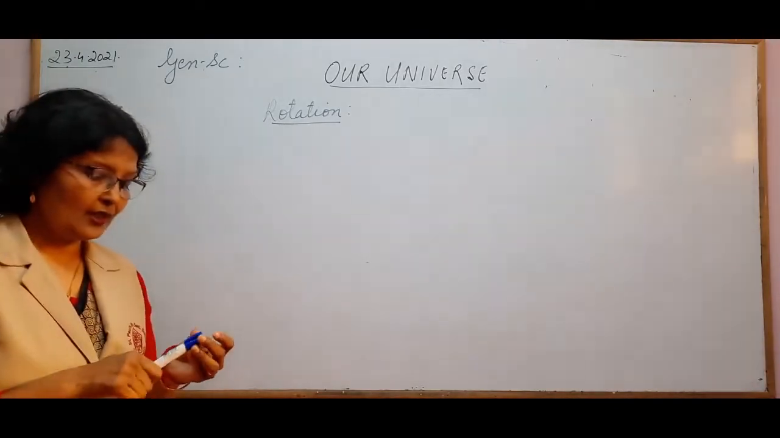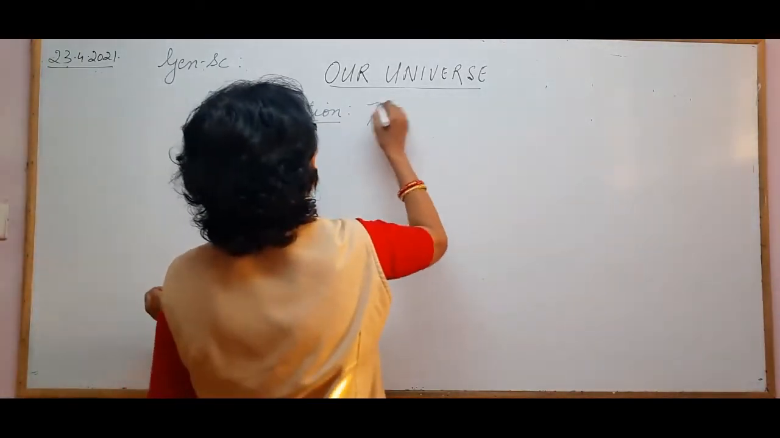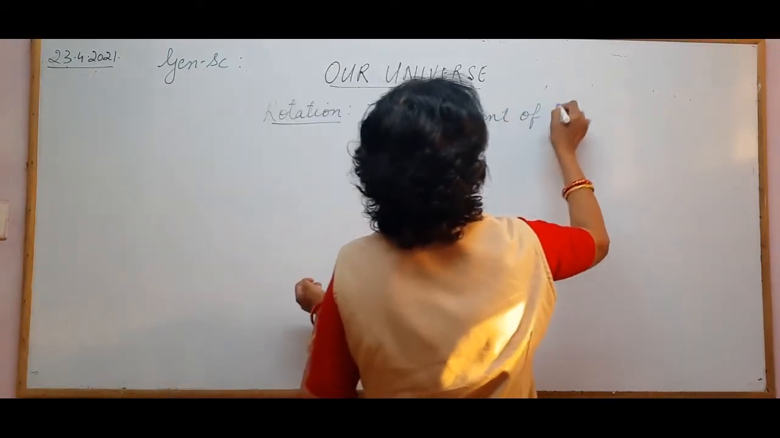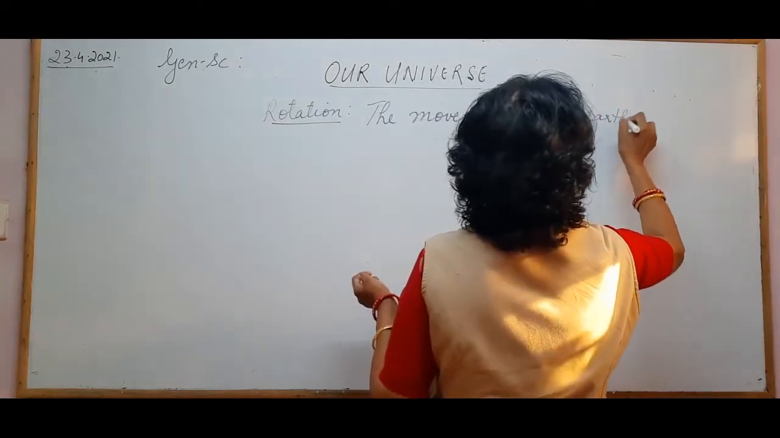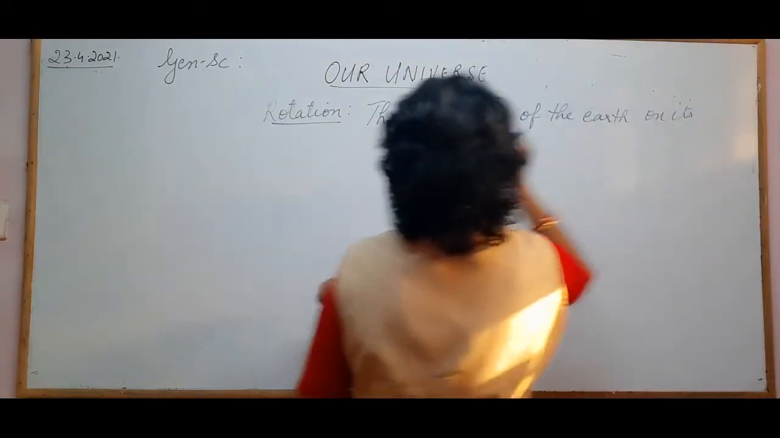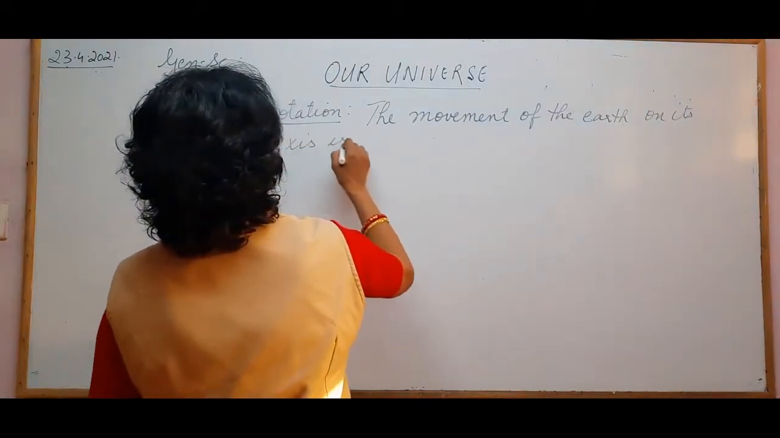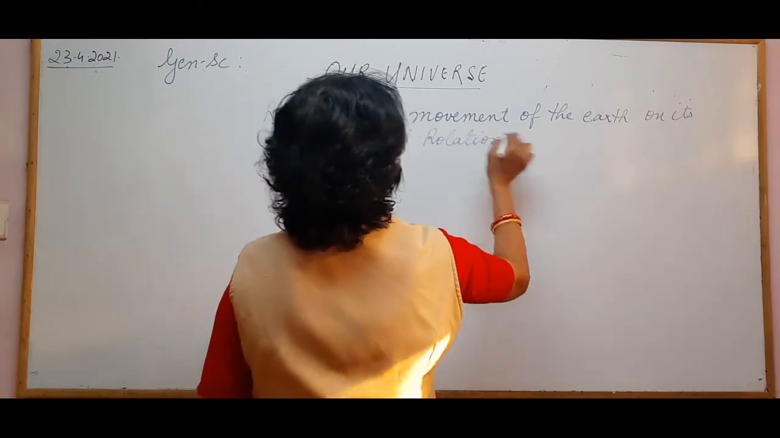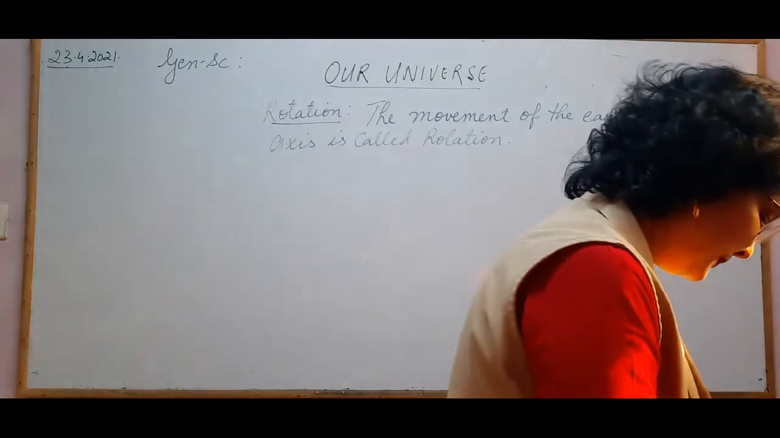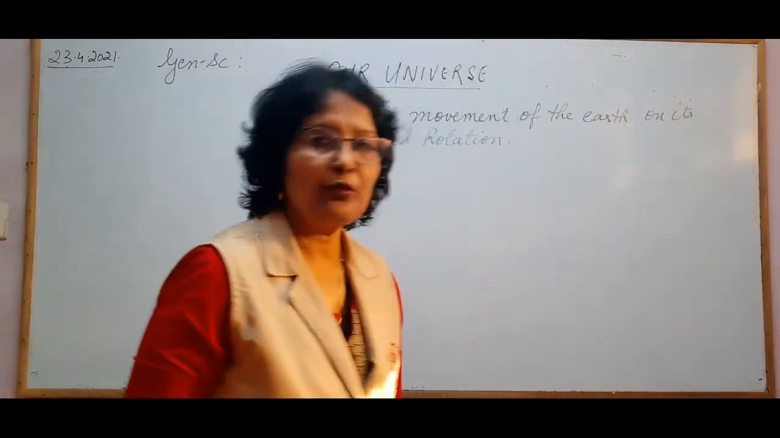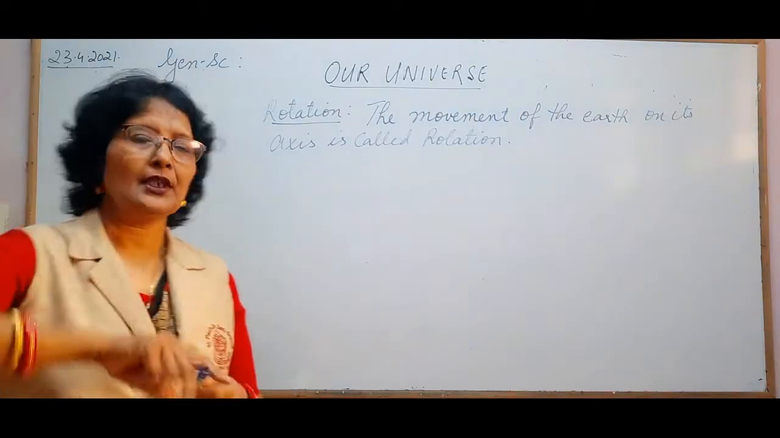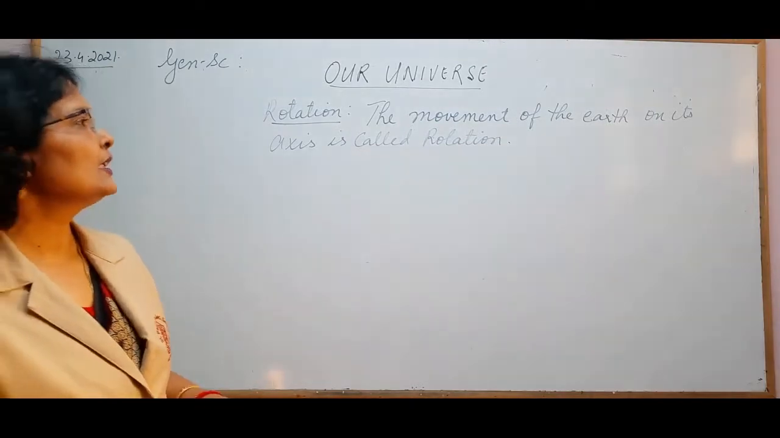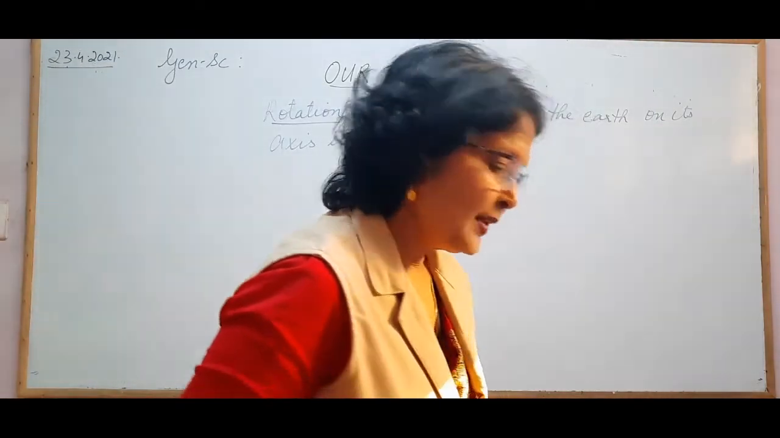Now, what is rotation? The movement of the earth on its axis is called rotation. The spinning movement. It spins like a top. The earth spins like a top, and the spinning movement of the earth on its axis is called rotation.